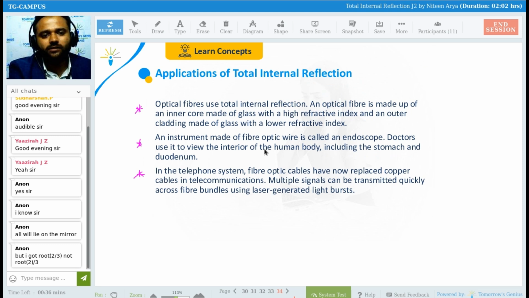Application of TIR: optical fiber, an instrument in the telephone system. Optical fibers use total internal reflection. An optical fiber is made up of an inner core of glass with a high refractive index and an outer plating of glass with a lower refractive index. An instrument made up of a fiber optic wire is called an endoscope. Doctors use it to view the interior of the human body, including the stomach and duodenum.